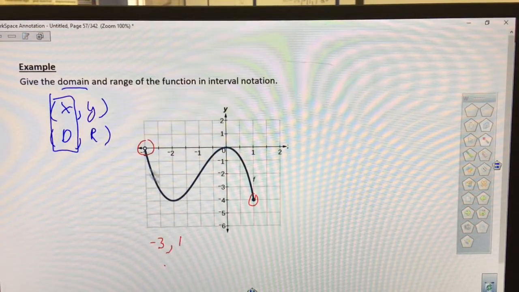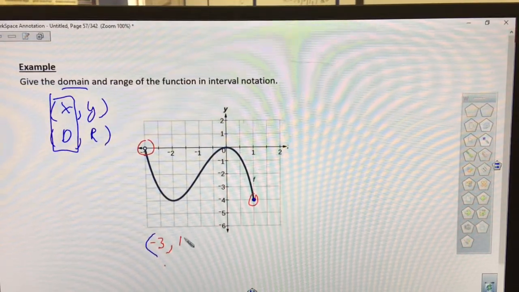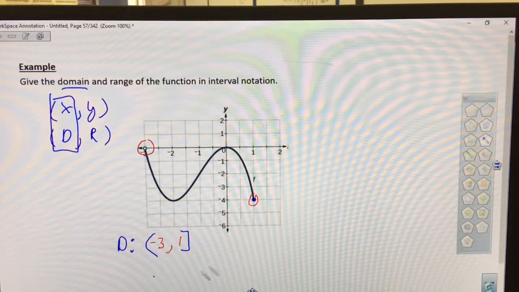But notice there's an open circle on the negative 3, so that means it gets a parenthesis. It's a closed circle on the 1, so that means it's going to be a bracket. And the domain represents the furthest left, the lowest x value, to the highest x value. The range is going to equal the lowest y value to the highest y value.